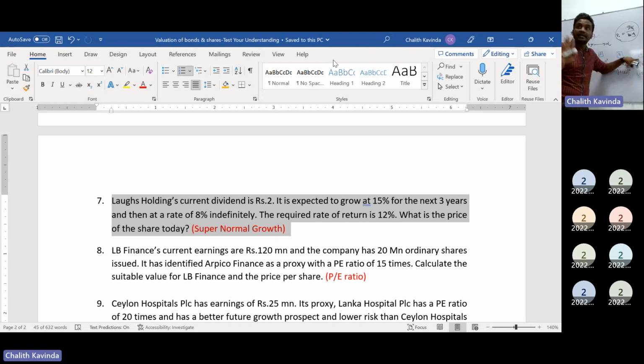Why? Now we are in year 3. Get the exact idea. Now we are in year 3, so we need the year 4 dividend.